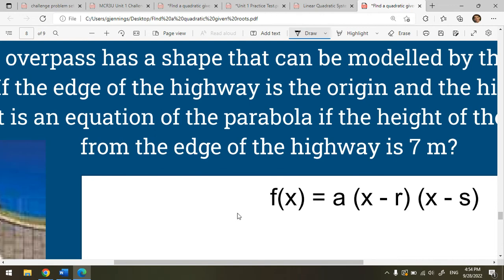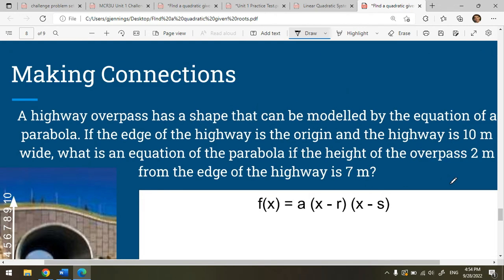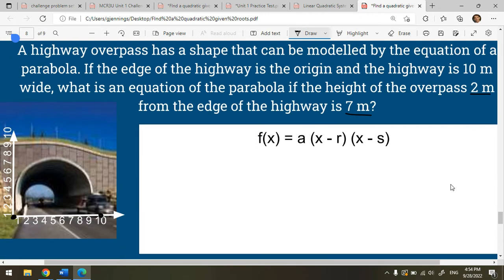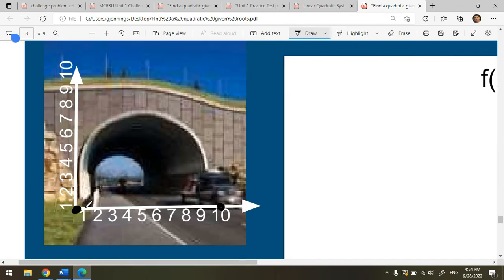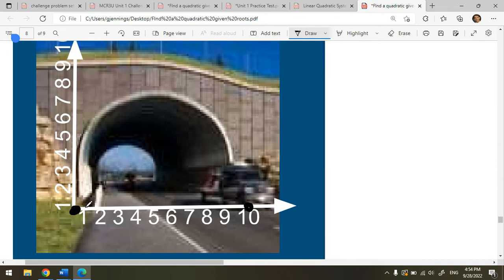We're also told that the height of the overpass, 2 meters from the edge of the highway, is 7 meters tall. So let's put that point on as well. That's the third point that we're going to need to find the specific shape of this highway overpass. So here is the 2 meters from the edge of the road. It's going to be above that point, and it's 7 meters tall, that high. So that's about that point right there. And we're looking for the parabola that's then going to model this shape, go through that point, have a vertex up there at the top of the road, come on down, and be going through that point 10 there.